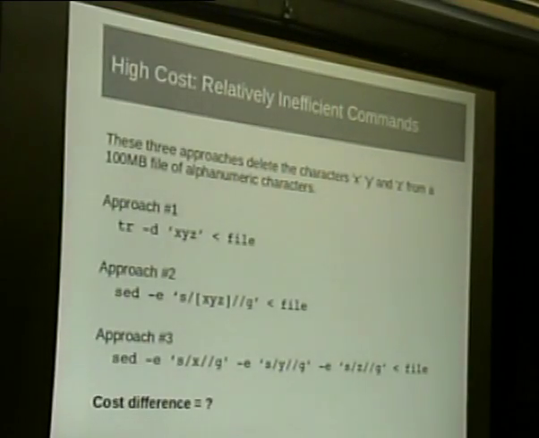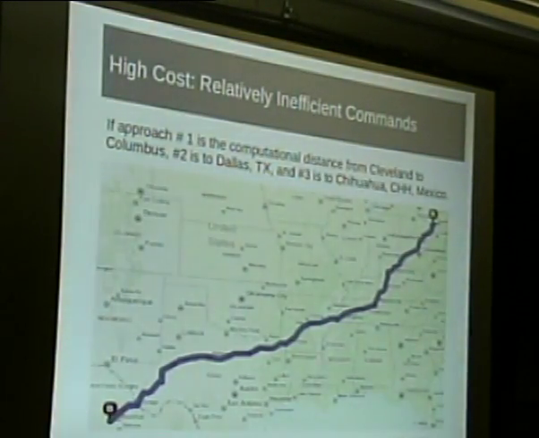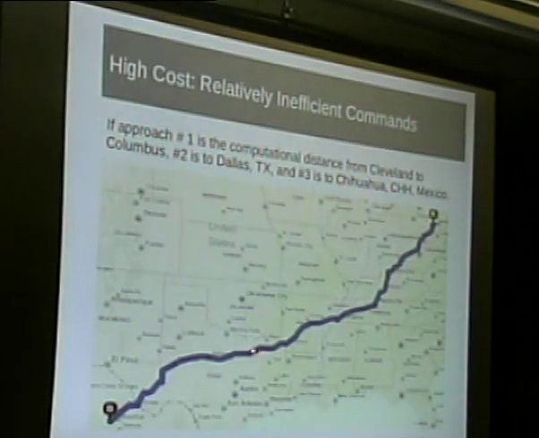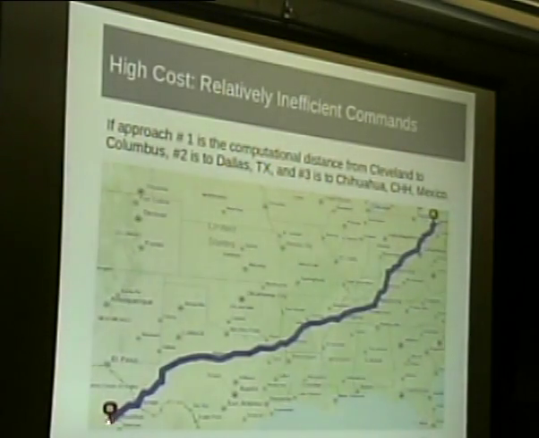Again, we have a cost difference. Cost difference of approach number 1 is from there to there. Number 2 is from there to there. Number 3 is down to Chihuahua, Mexico. Better take your passport.